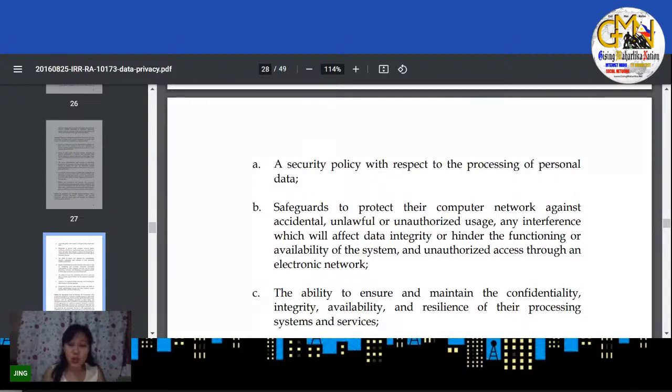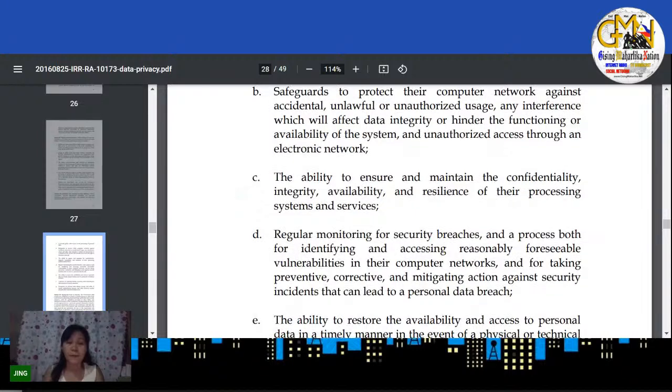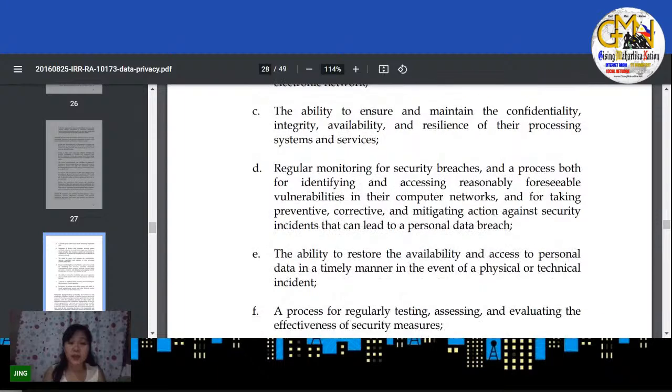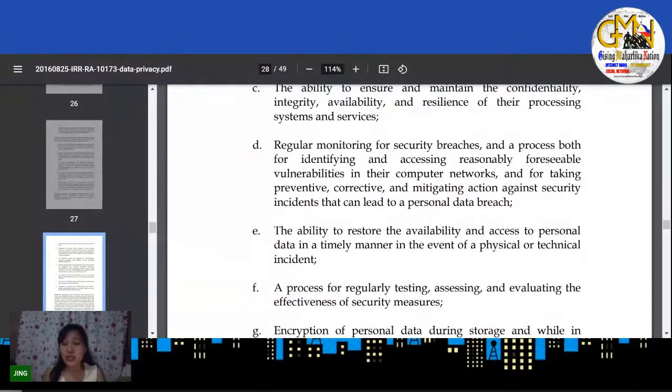Any interference which will affect data integrity or hinder the functioning or availability of the system and unauthorized access through an electronic network. C. The ability to ensure and maintain the confidentiality, integrity, availability, and resilience of their processing systems and services. And D. Regular monitoring for security breaches and process both for identifying and accessing reasonably foreseeable vulnerabilities in their computer networks and for taking preventive, corrective, and mitigating action against security incidents that can lead to a personal data breach.